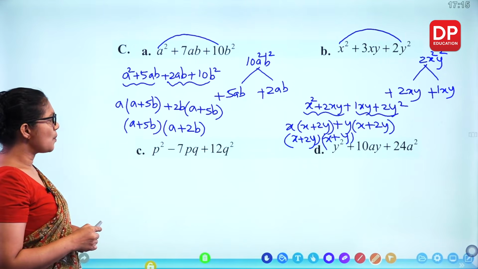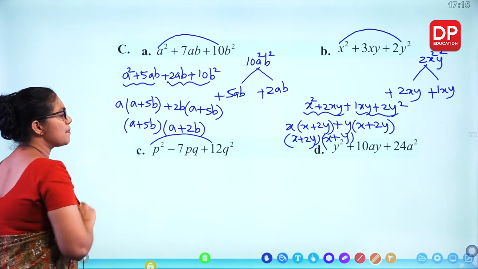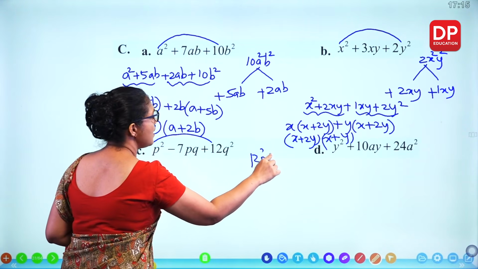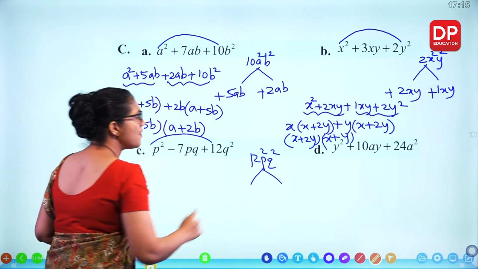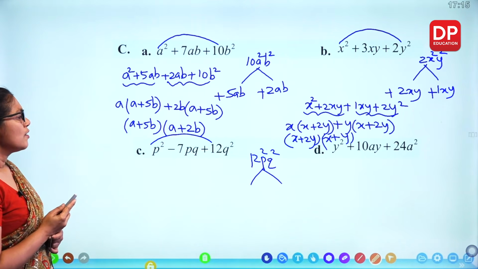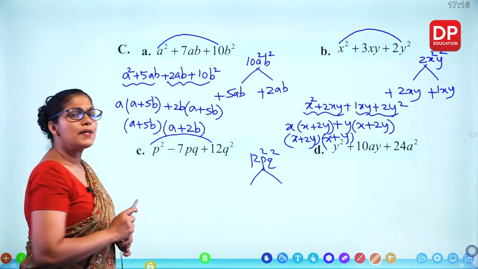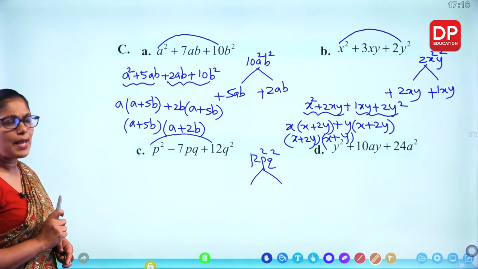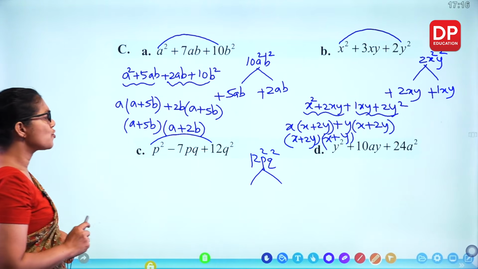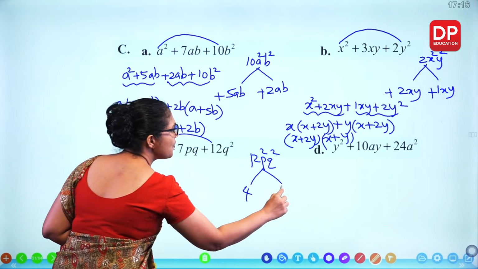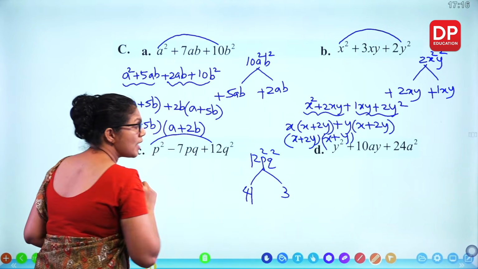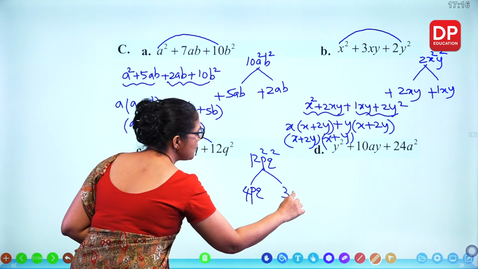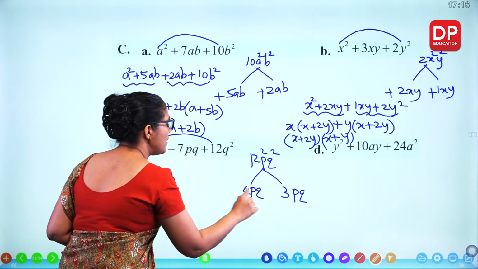Now when you take this one, when you multiply these two, what do you get? 12p squared q squared. So what are the factors of 12 to get minus 7? The last term is positive and the middle term is minus, means both factors should be minus. So what are the factors of 12? 4 and 3. Then here you get p squared q squared, means you have to take 4pq and 3pq. So both should be negative.